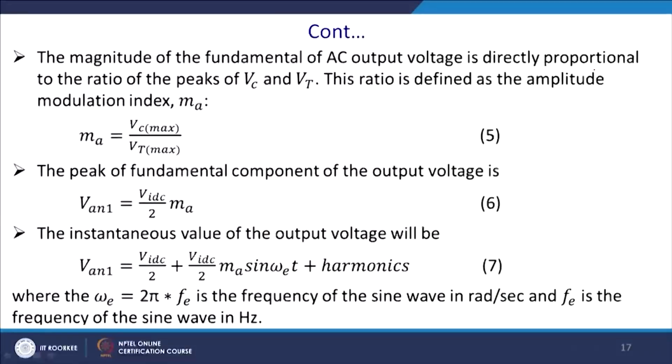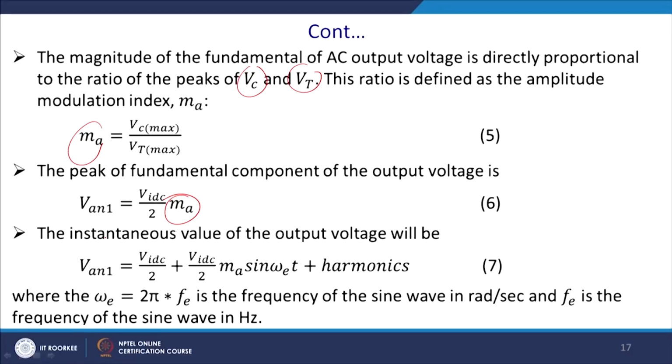Now, the magnitude of the fundamental of the AC output voltage is directly proportional to the ratio of the peaks of Vc and Vt, and this ratio is defined as the modulation index. So, modulation index Ma is essentially the ratio of Vc max to the carrier wave, or triangular wave. The peak of the fundamental component of the voltage is Van1 equal to Vdc by 2 into Ma.